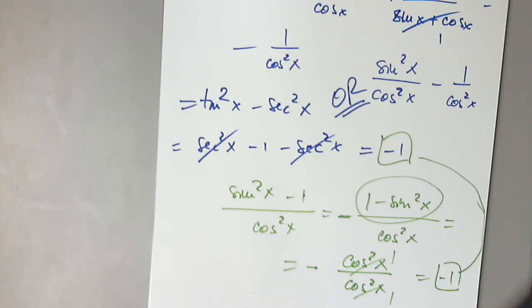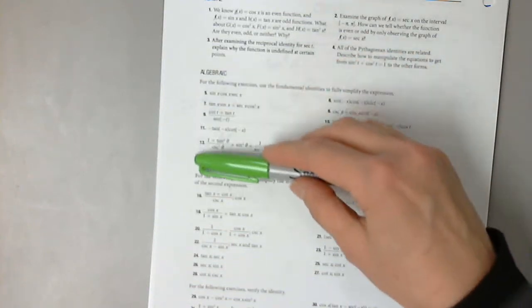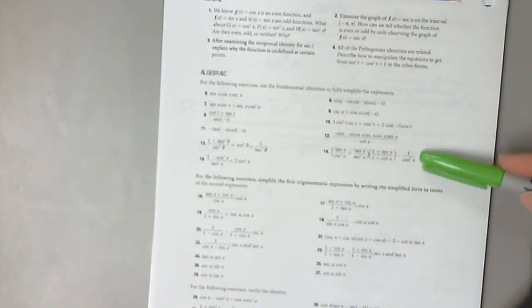Yes, it required some work, but nothing major. It was nothing that we did not know from the identities. Would you like to choose another, or we move on to the next step? Do you think we need another example of using fundamental identities to simplify this? Yes, very good. So please choose.